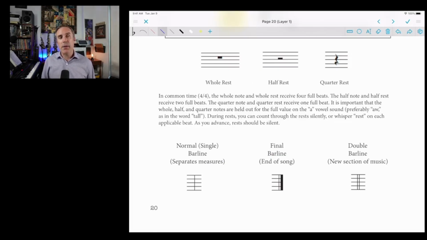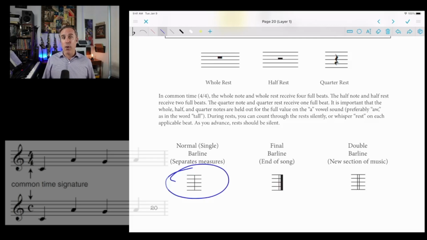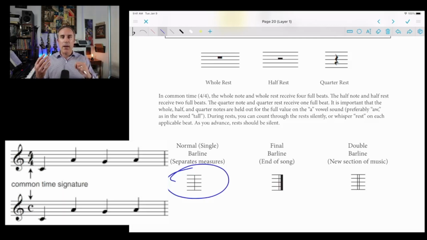And the final topic is bar lines, and we use 2 out of 3 of these in our music right away. The first one is simple. It's just a single bar line or measure line. This separates our measures. So in 4/4, we have 4 beats, bar line, 4 beats, bar line. This helps us as human beings compartmentalize musical phrases and better understand how they're represented in the time signature.